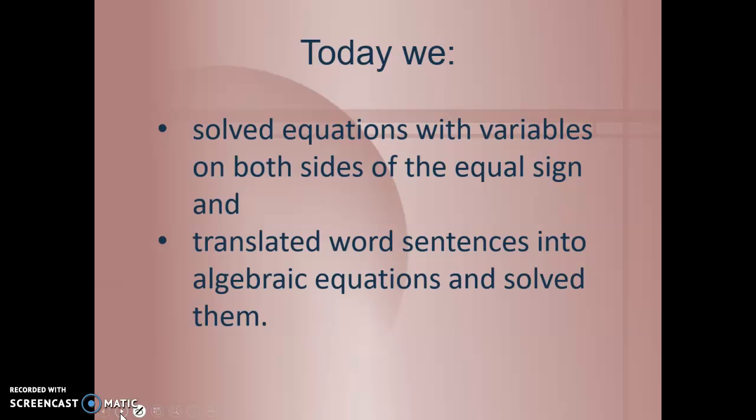Here are some things that we worked on today. Today we solved equations with variables on both sides of the equal sign. We talked about simplifying each side individually by distributing and combining like terms, and then having just variables on one side and just constant terms on the other side to solve for that variable. We also will look at translating word sentences into algebraic equations and solving them when we're in class together.